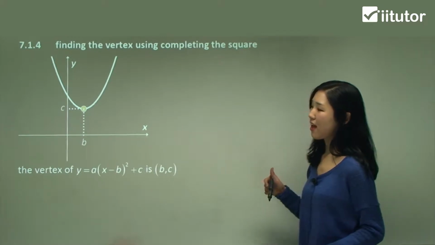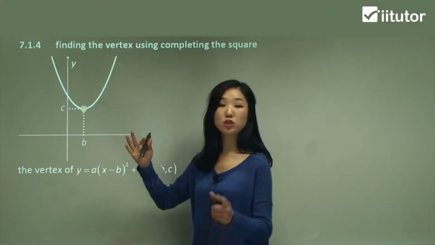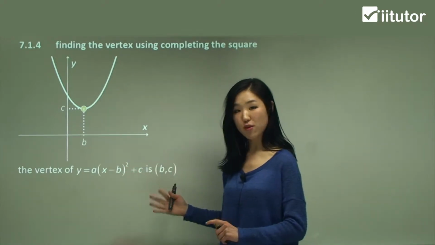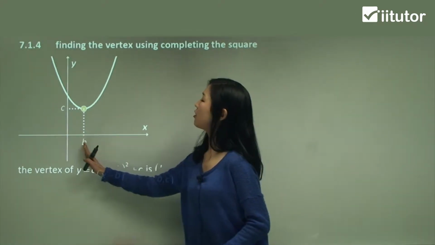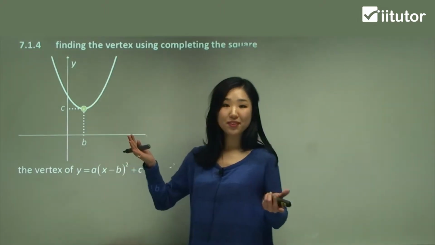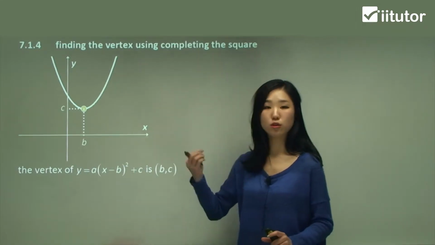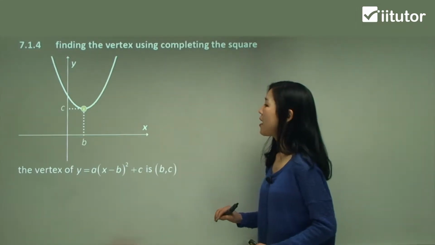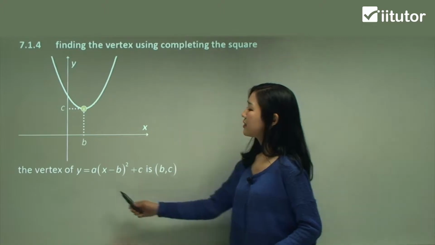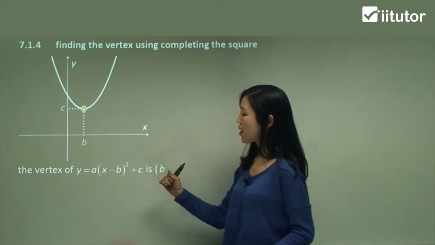Starting from here, there's the graph over there where the vertex has been shifted. So the graph has been translated. See how it's gone b to the right and c units up. So the vertex is definitely going to be somewhere other than 0, 0. And the vertex form is y equals a(x minus b) squared plus c.